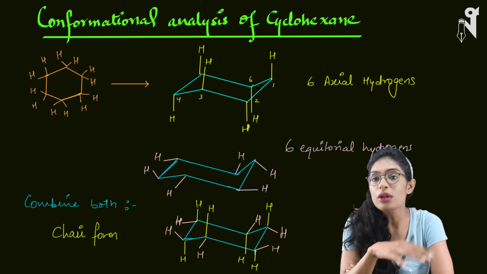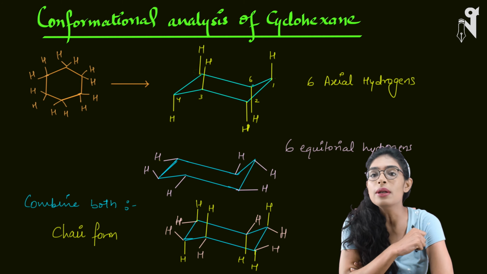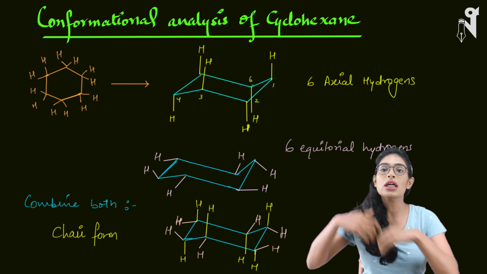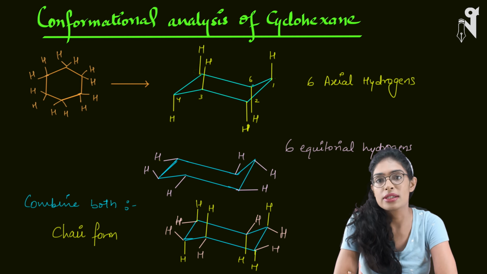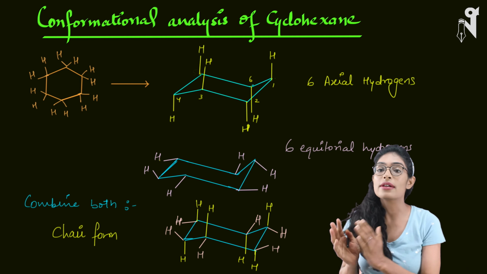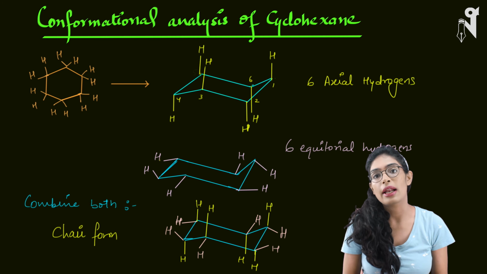Hence it has no strain, no angle strain, and hence it is the most stable cyclic structure. And that is why the higher cycles and the lower cycles try to move towards the cyclohexane. This is all we had discussed in angle strain when we were talking about cycloalkanes.